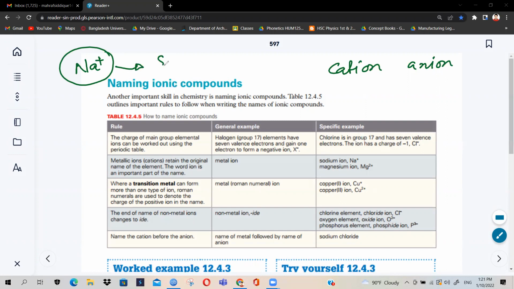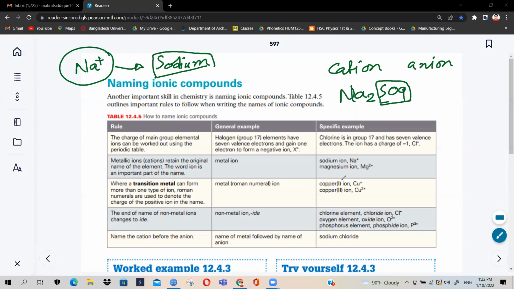So notice that when we are forming a compound involving Na+ and another anion, it will have sodium in the name. Why? Because Na+ is sodium. Say for instance, if I say Na2SO4, what should be the name of this? Sodium sulfate. Why? Because SO4 is sulfate here and sodium is sodium.